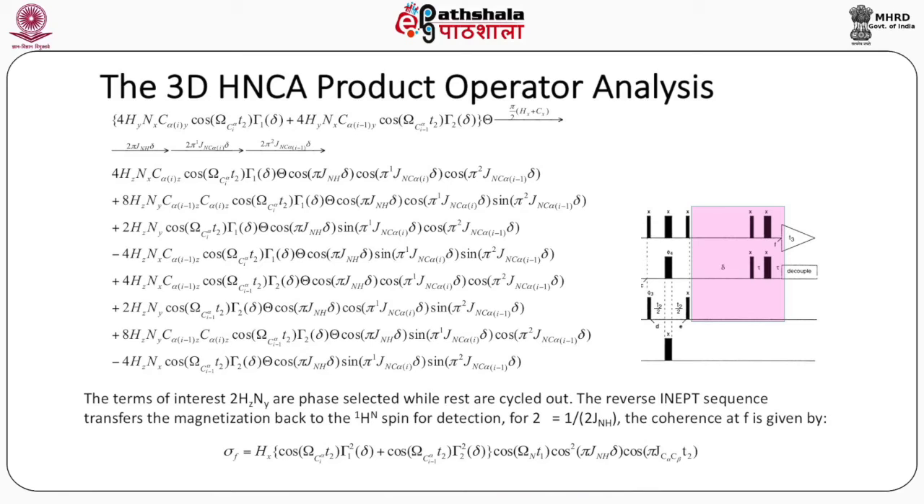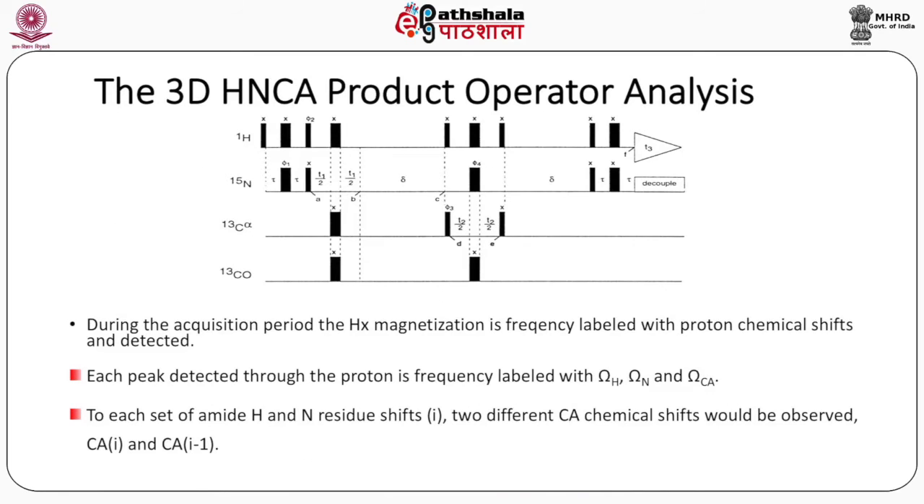For 2 tau is equal to 1 by 2 jnh, the coherence at the position f is given by sigma f is equal to hx curly brackets cos omega c alpha I t2 tau 1 square delta plus cos omega c alpha I minus 1 t2 tau 2 whole square delta curly bracket closed, and all these terms multiplied by cos omega n t1 and cos square pi j nh delta cos pi j c alpha c beta t2. So, again we have the pulse sequence there.